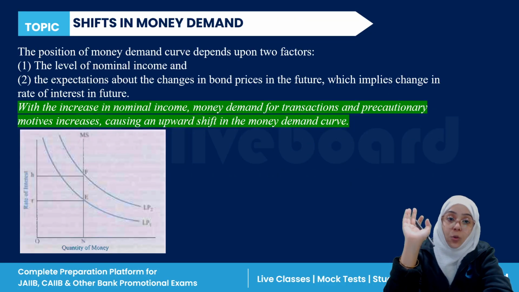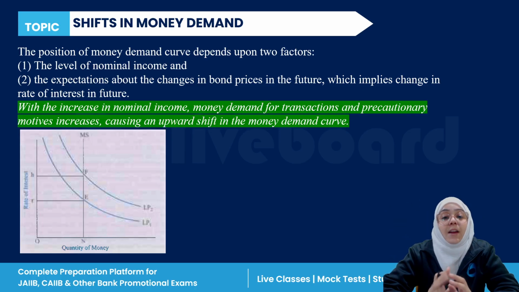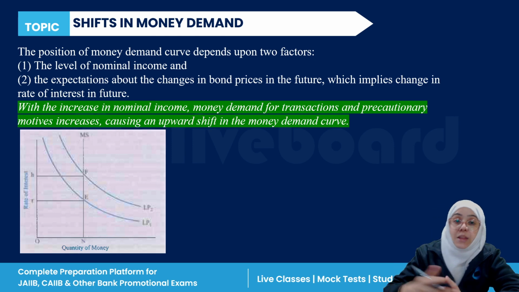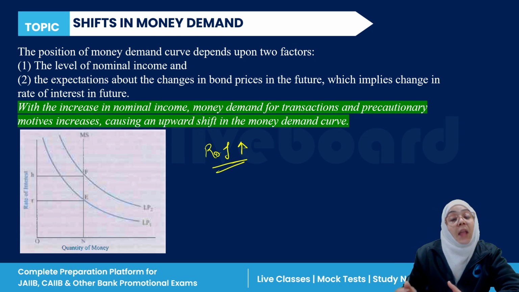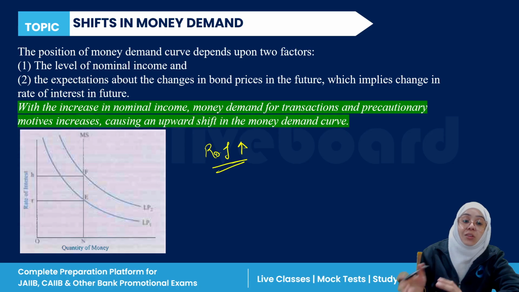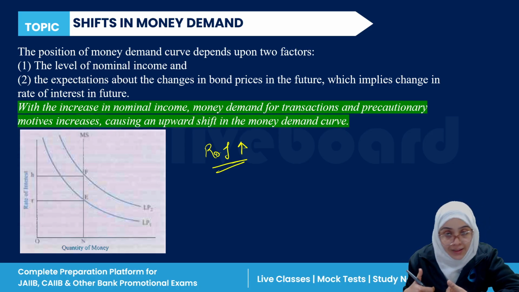Okay. Now, shift in the money demand curve. When we are talking about the money demand curve, first of all, the money demand curve shows the relationship between the rate of interest and the quantity of money. So, you know that when the rate of interest rises, the opportunity cost of holding money actually rises, right? And when the rate of interest rises, people will obviously hold less money with themselves.